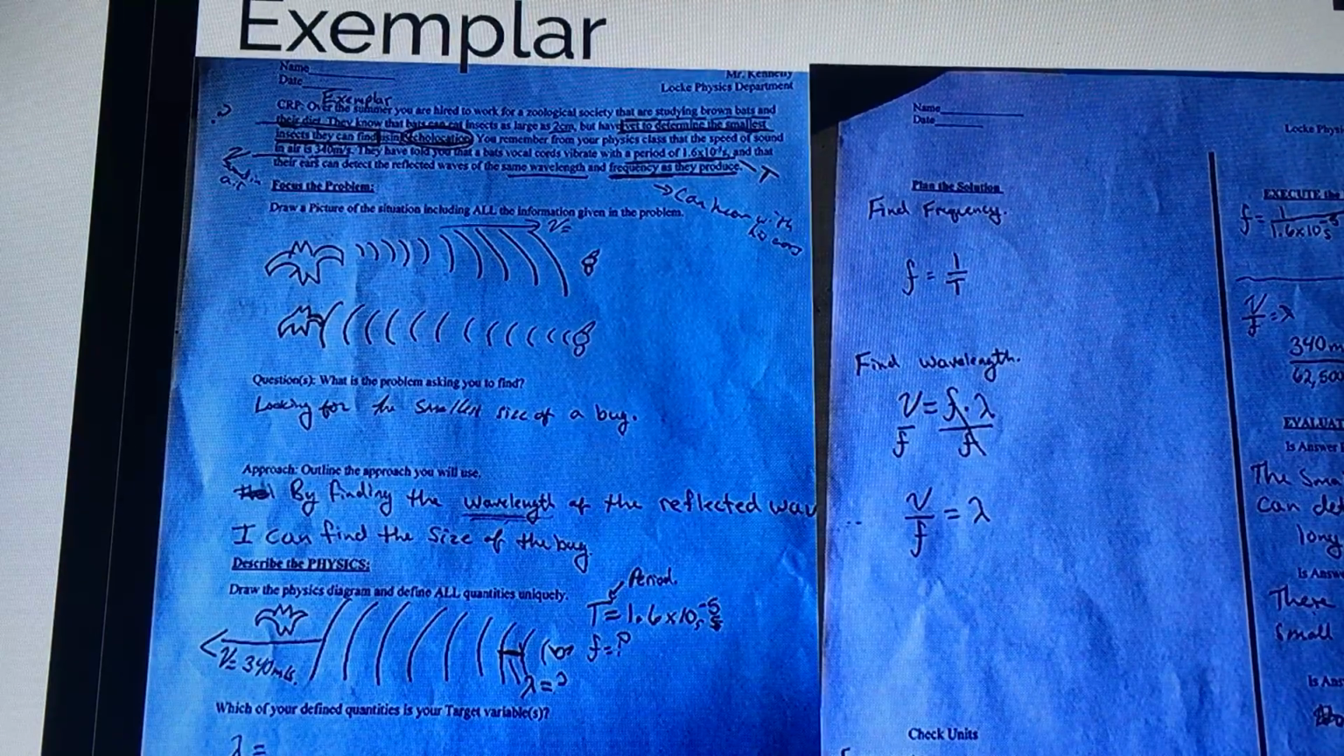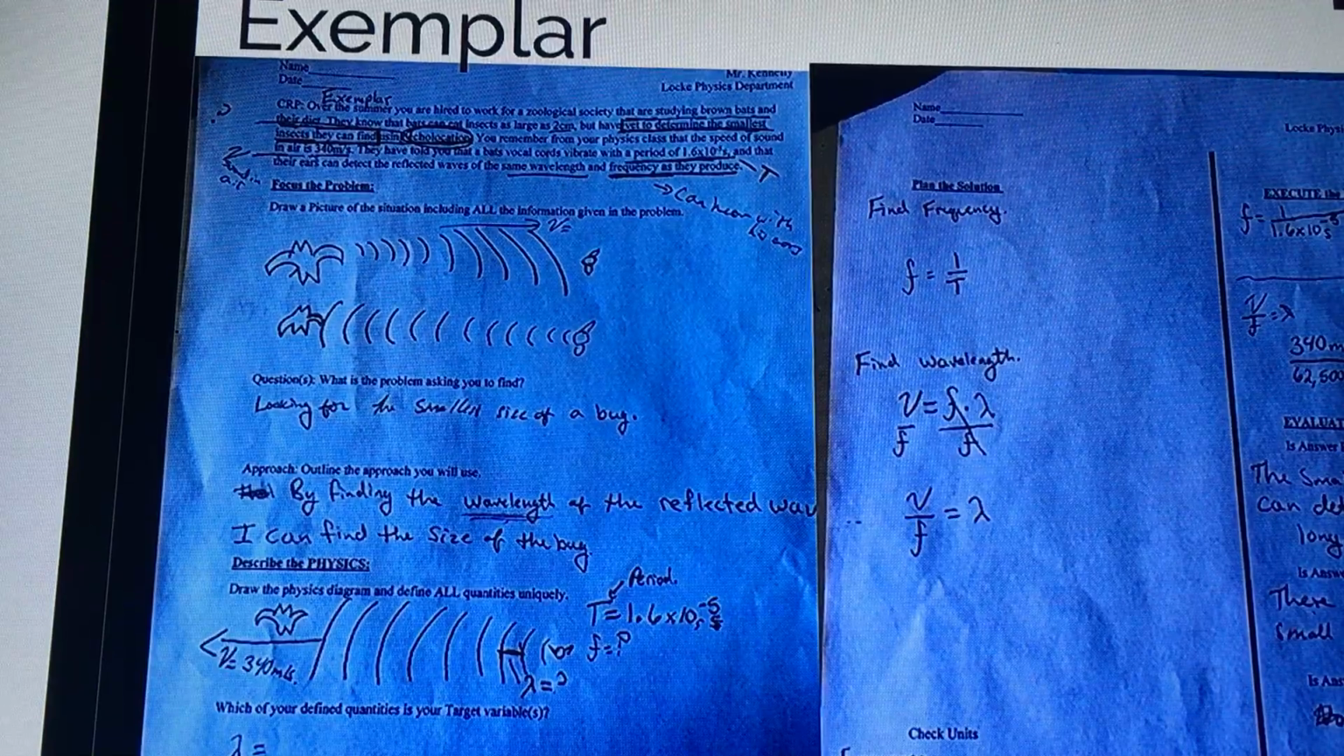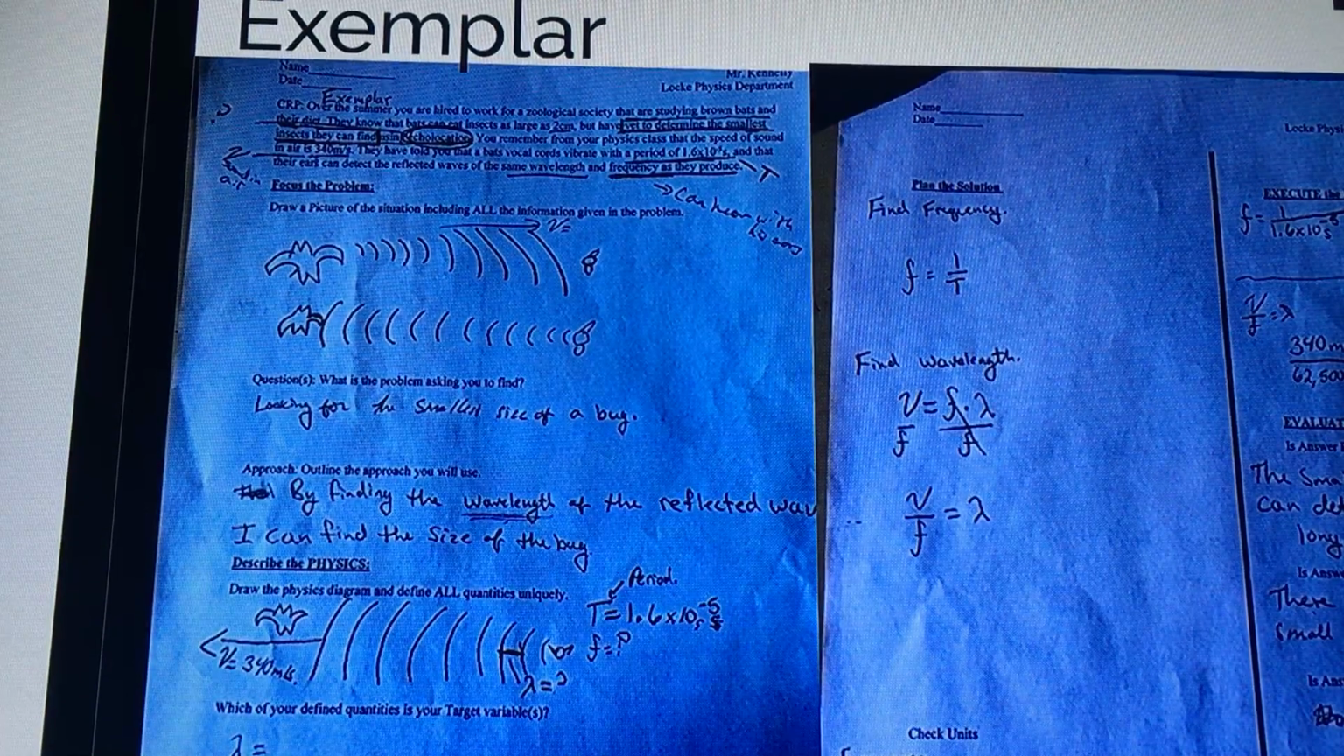And the last piece is the approach. Well, what do you think you're going to have to do in order to solve this problem? What different steps and occurrences might you need to find? What different information might you need to find in order to get to that final answer? So that's the focusing of your problem.